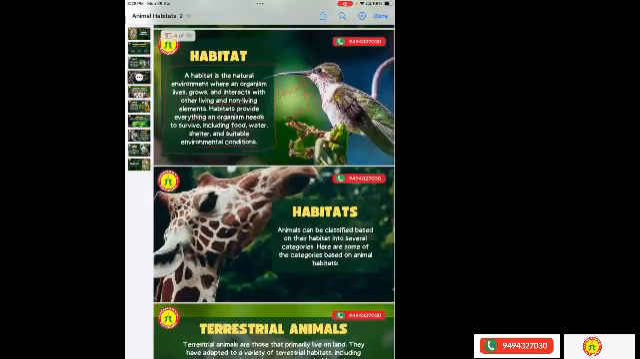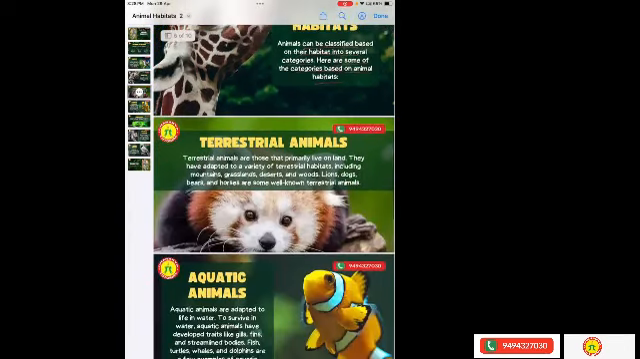Now, the next one, habitats. Animals can be classified based on their habitat into several categories. Depending upon the place where they live in, where they interact, we can divide them into several categories. Here are some of the categories based on the animal habitat. Some of the categories we will be studying. The first one is the terrestrial animals.